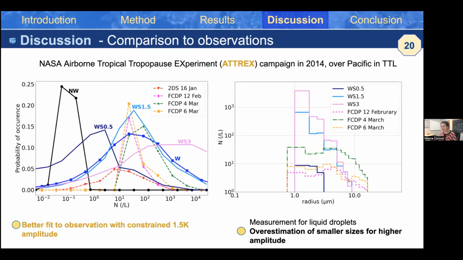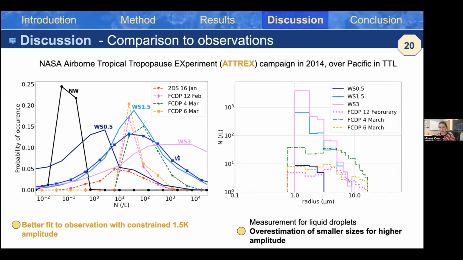Then I'm showing again these figures, but adding more curves on them because I just want to show the impact again of the waves amplitude. So if we look on the left at the sky blue curve that corresponds to the simulation where we fixed the standard deviation to 1.5 Kelvin, we can see that we're fitting even better the observations. We have increased the occurrence of lower densities, and we have decreased the occurrence of very high densities.